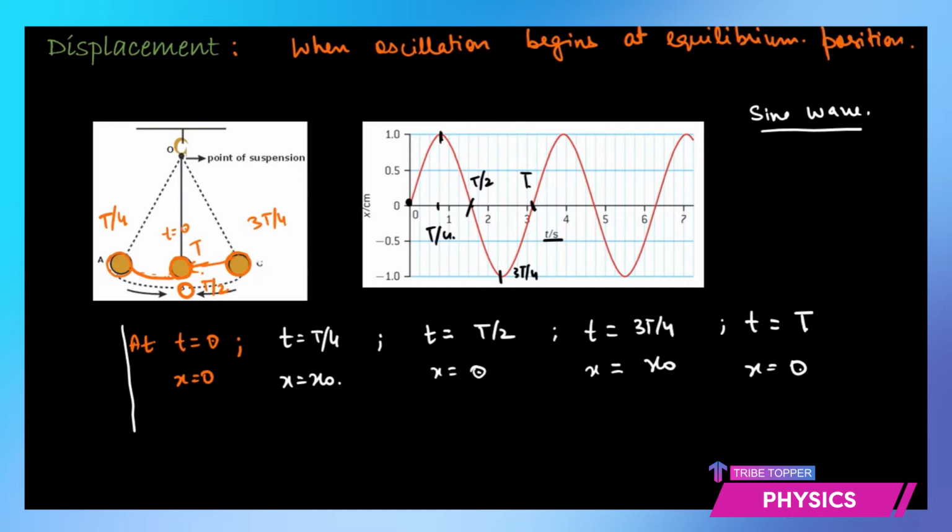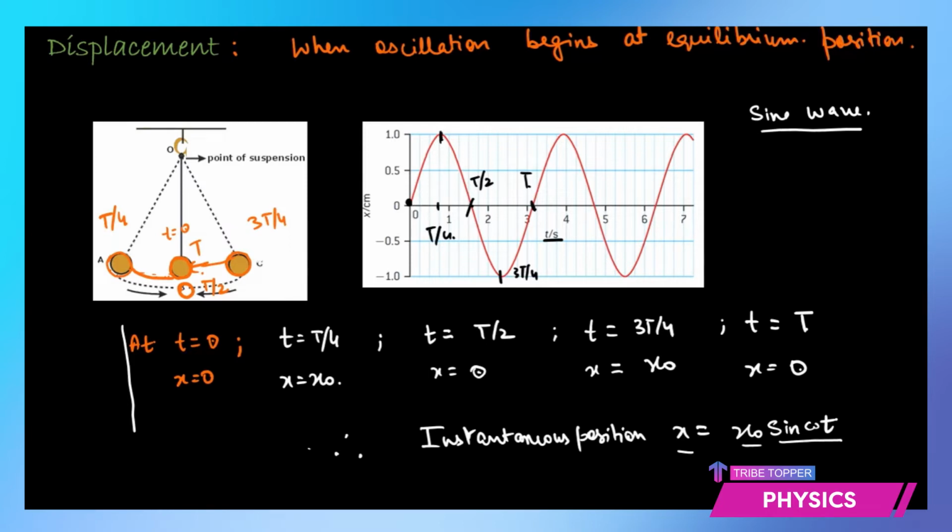So what will be the displacement? Based on this explanation or the waveform that we are getting, we would say the instantaneous displacement at any point would be given as x is equal to x naught sine of omega t. So x varies with x naught sine of omega t. Omega t represents the theta here.